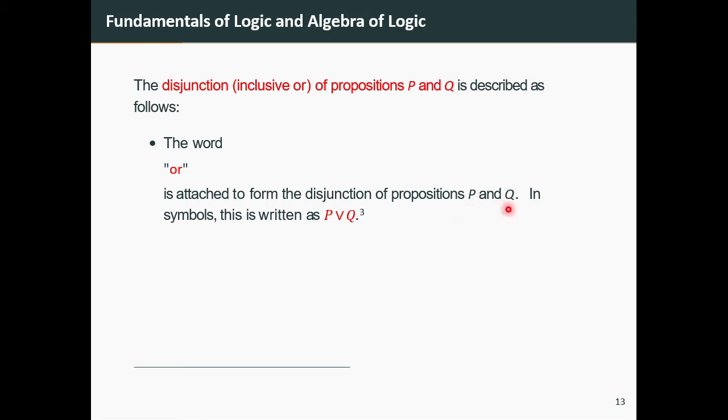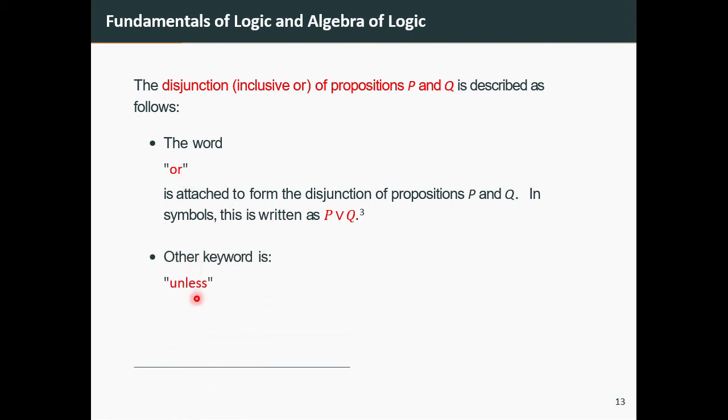In symbols, we denote this by this symbol. We have P, inverted V, and then Q. We read this symbol as P or Q. Aside from the word or, we can also use the word unless.